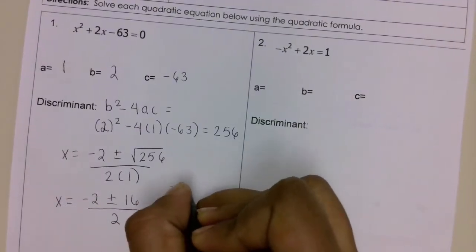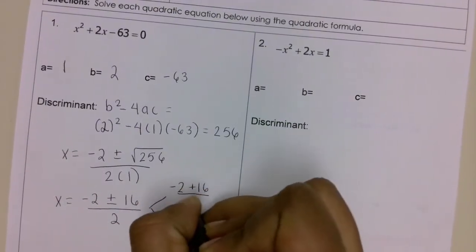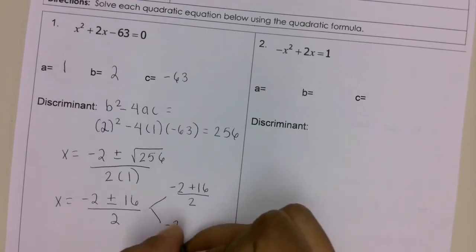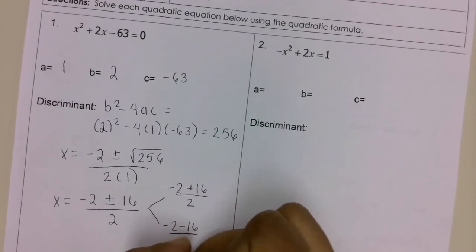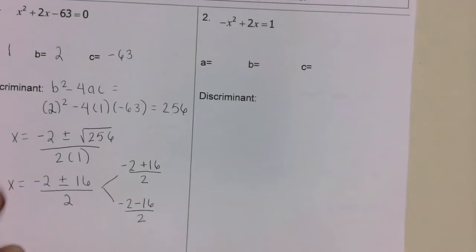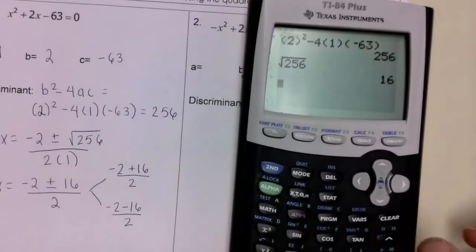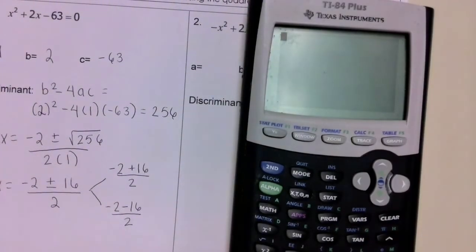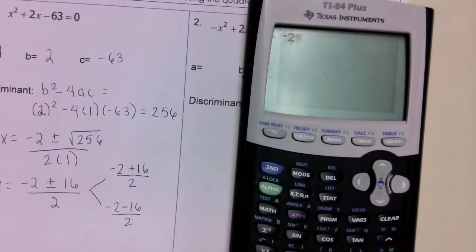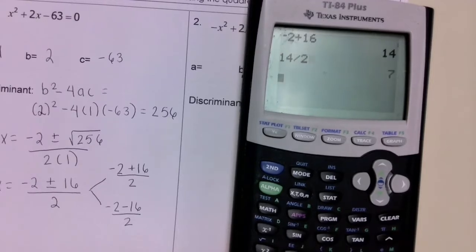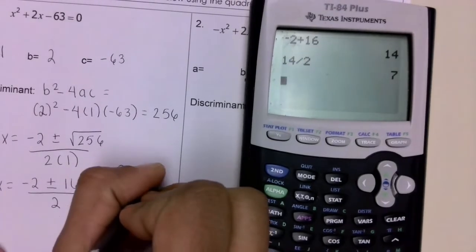You've got negative 2 plus 16 divided by 2, and negative 2 minus 16 divided by 2. Alright, let's put the first one in our calculator. It's really important that you do the numerator separately from the denominator. So first do negative 2 plus 16, and make sure you press enter after, otherwise your calculator is going to give you the wrong answer. So it's 14, and then you can just press 14 divided by 2, which is 7.